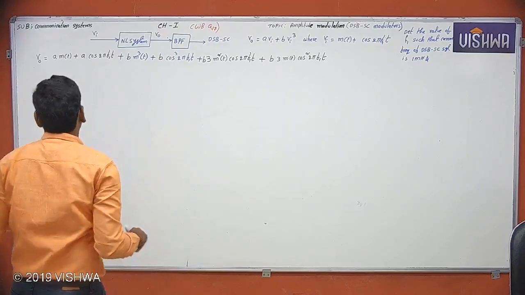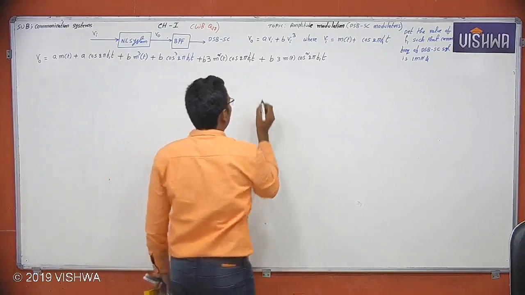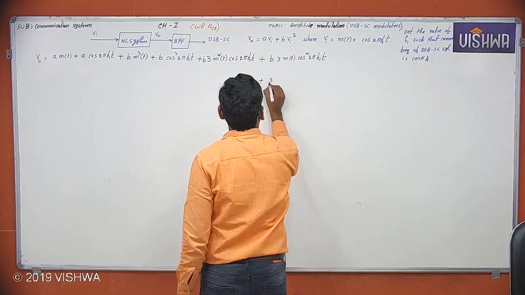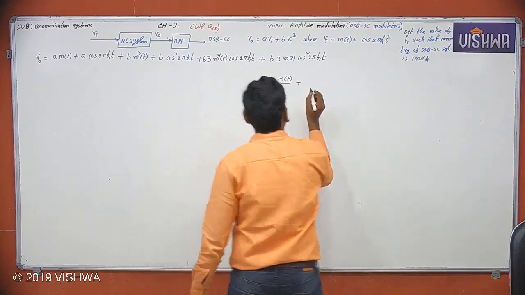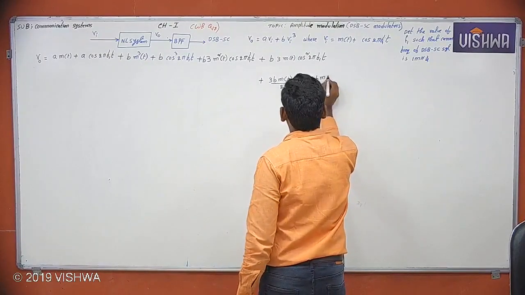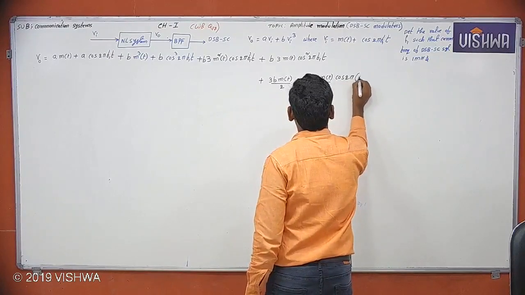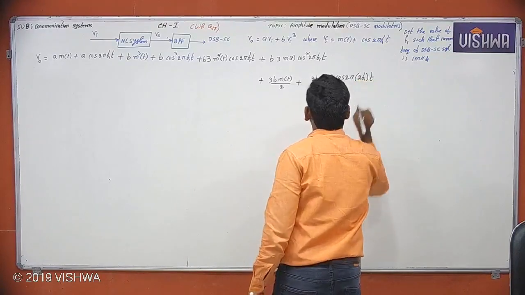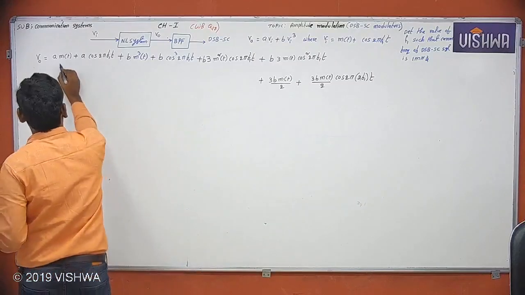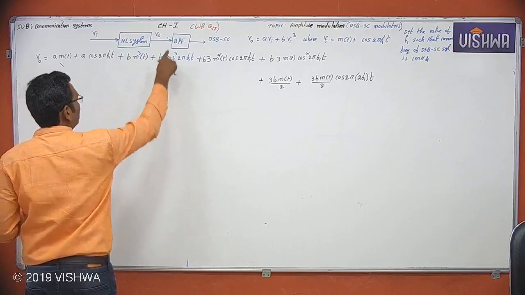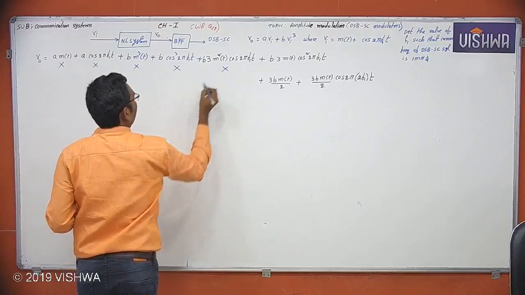Now this is not a DSBSC signal. All these things are not a DSBSC signal. But can I write like this? 3b into m of t by 2, plus 3b into m of t by 2 into cos 2 pi into 2f1 into t, since cos square theta is (1 plus cos 2 theta) by 2. Okay. Now all these things passing through a band pass filter are not a DSBSC signal.